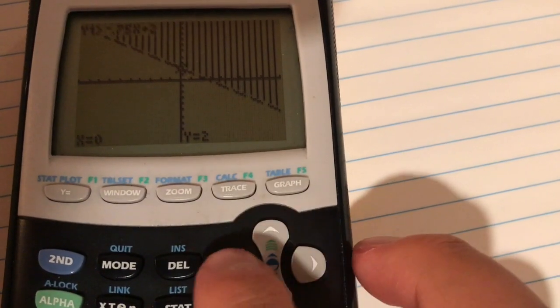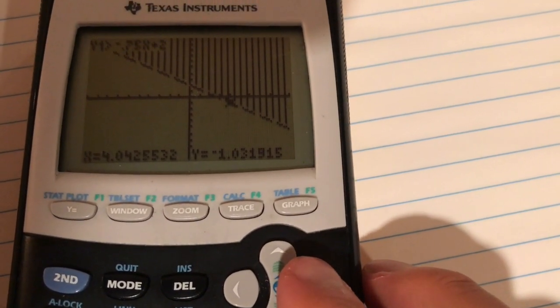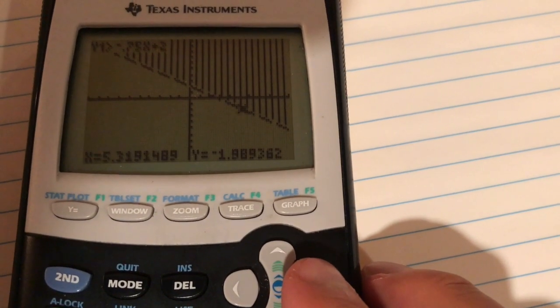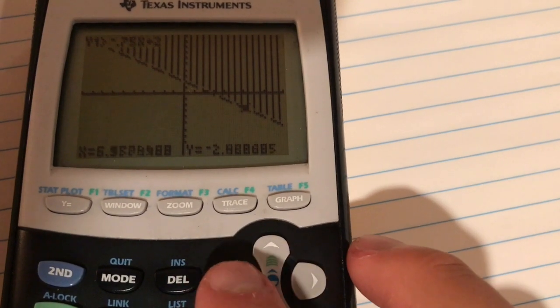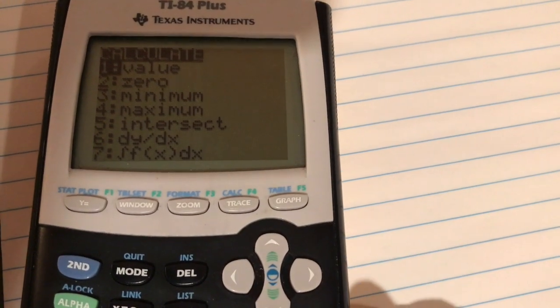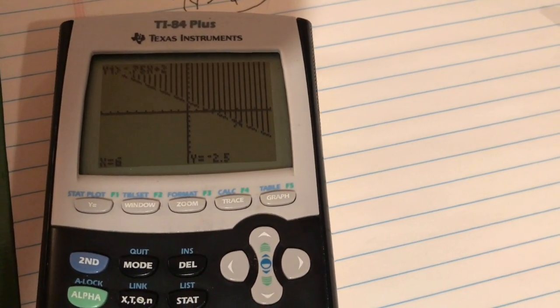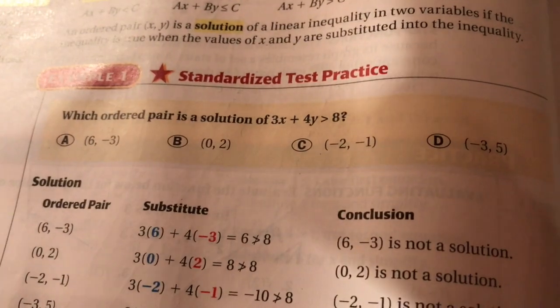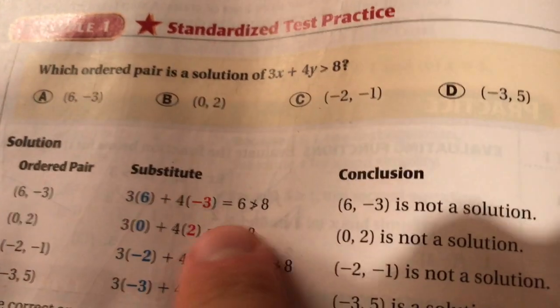Let's see. Let's try trace. Let's try going this way. We might have to zoom in, or let's try calc. Second, calc. Value. X equals 6. Plug in a 6. Enter. Y equals -2.5. So in terms of our question, which ordered pair is a solution? (6, -3) should not work. And as we see here, it does not work.